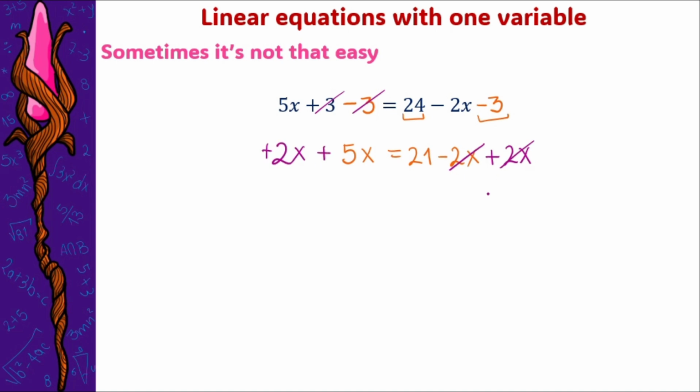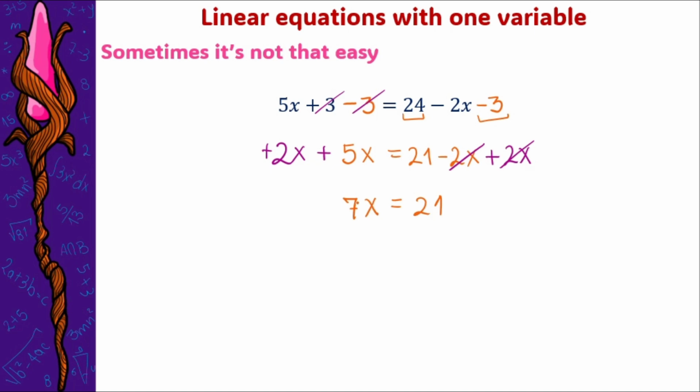Here, it would get cancelled, and then we would have just the 21 on the right side, and on the left side, we could add them together since they both have x. 2x plus 5x is 7x. Now, remember when we don't have any operation here, this means a multiplication. Since we want to know the value of the x, we want to leave it alone. We want to isolate it.